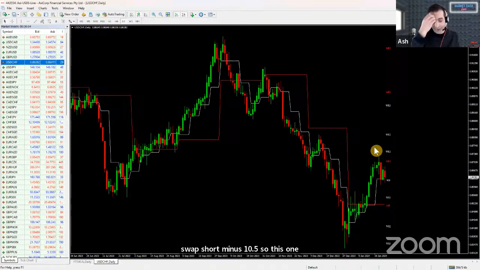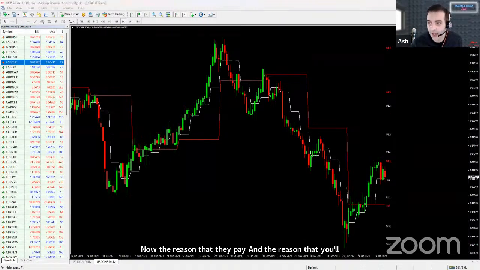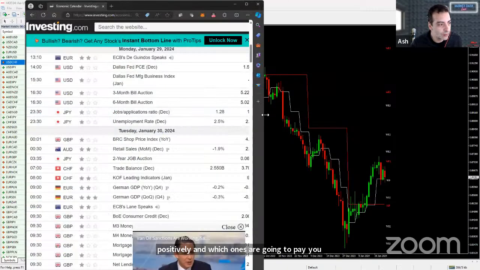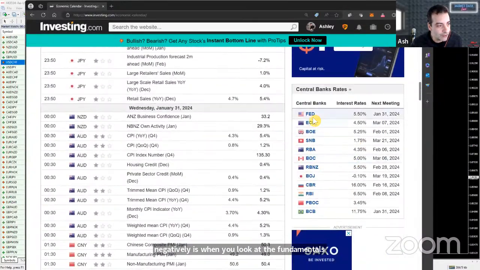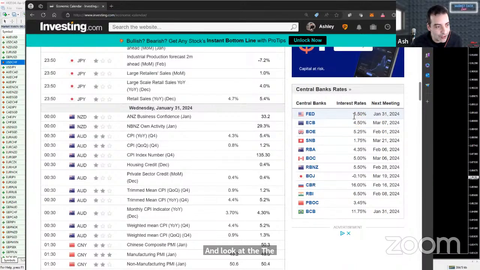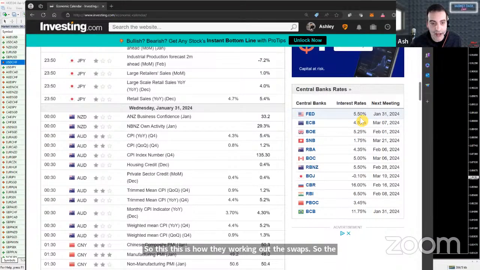Now, the reason that they pay, and how you'll know which ones are going to pay you positively and which ones negatively, is when you look at the fundamentals and look at the interest rates. Anything with the higher interest rate, so the dollar 5.5%, ECB 4.5%. So this should have a positive swap if you're going short euro dollar, because you're going long dollar. So this is how they're working out the swaps. The tighter the spread between the interest rate numbers, the less swap you're going to get paid.